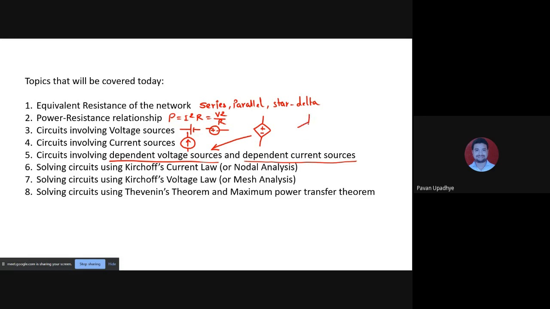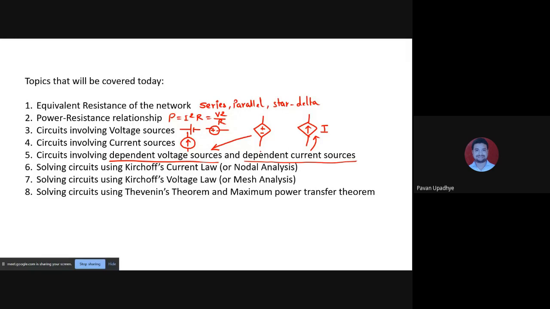And if inside the diamond you see an arrow, the arrow is representing the direction of current. So what I ultimately mean is, if inside a diamond you see the presence of an arrow, it is a dependent current source, and the arrow represents the direction of current of that current source.